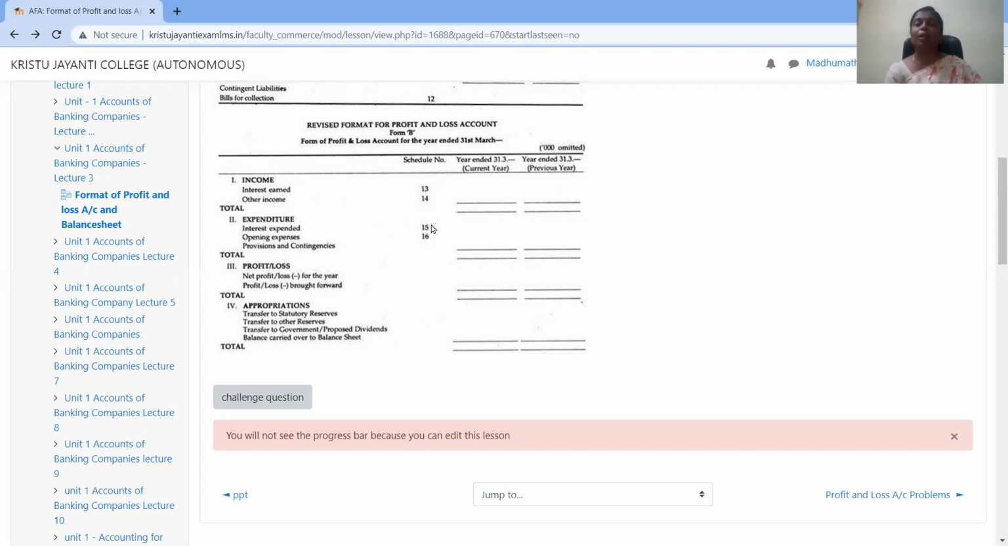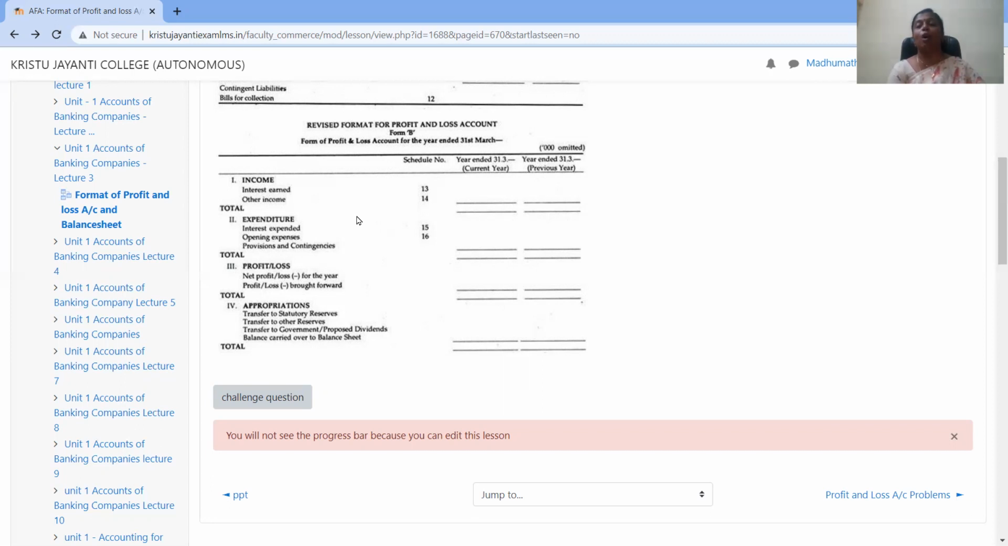So what is this interest expended? Interest on fixed deposits maintained by your customer, if you pay it, gets reflected under your schedule number 15. Next is our operating expenses, which will be under your schedule number 16. For any kind of banking activity, you should have a place to conduct it, for which you pay a rent, which gets reflected under operating expenses, schedule number 16.